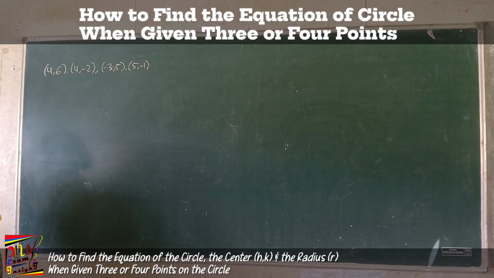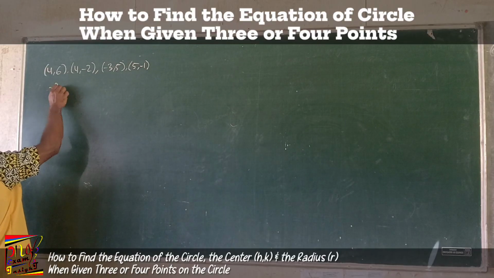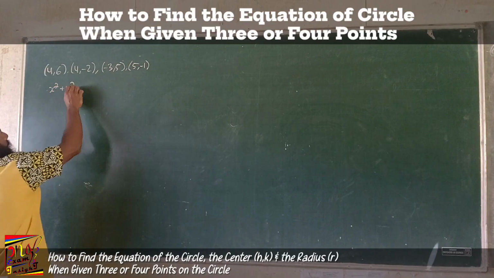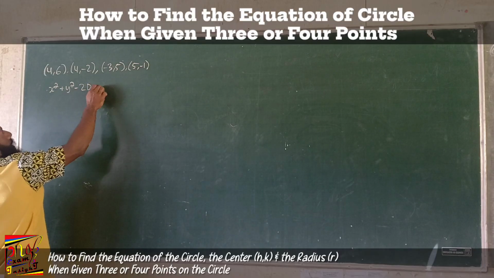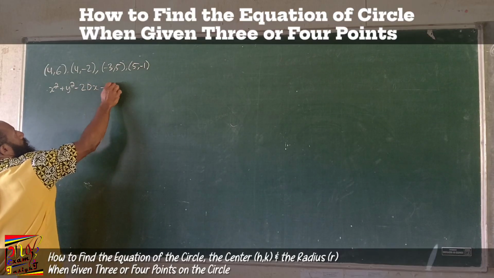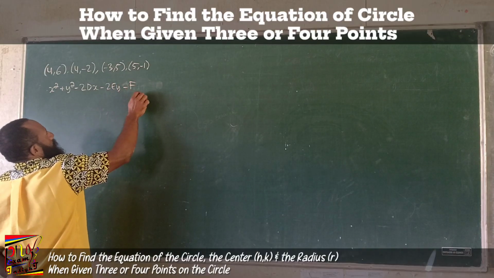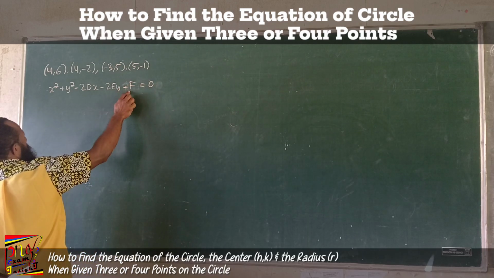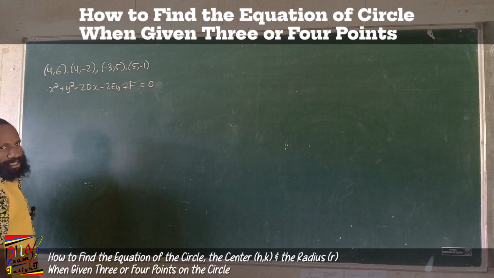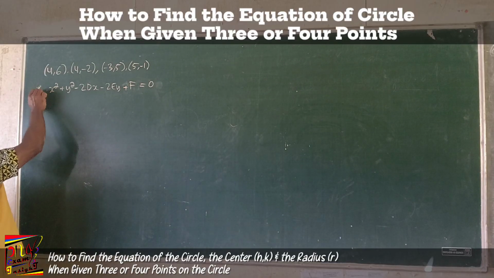Well, what's our general equation for a circle? The general form, with D, E, and F, is x squared plus y squared minus 2Dx minus 2Ey minus F equals 0. Is it plus or minus? Plus, it should be plus. So when you bring it over to the other side of the equation, then it becomes minus. Okay, that is our general form.